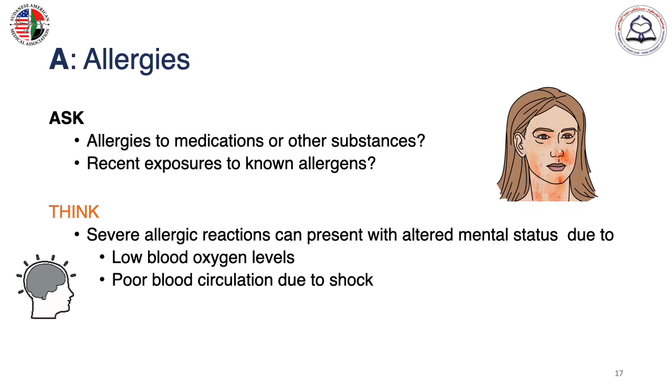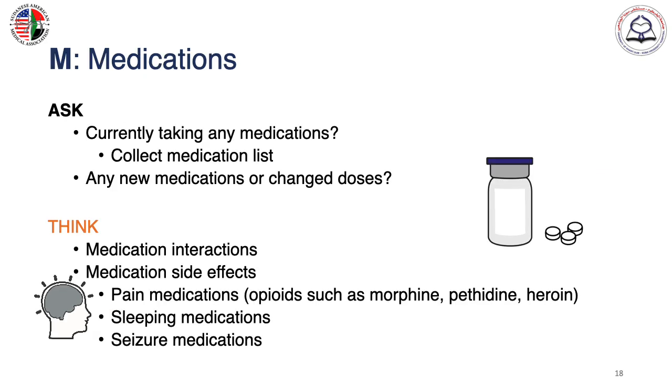Allergy itself can affect the brain through hypoxia, through hypoperfusion. Medication: ask about chronic medication, any new medication or any change in dose. Pain medication like opioids, morphine, amphetamine, and heroin can affect the mental status in drug overdose. Sleep medication also can affect the mental status. Those on seizure medication, if they stop it, they can have seizure, and also they can have side effects.